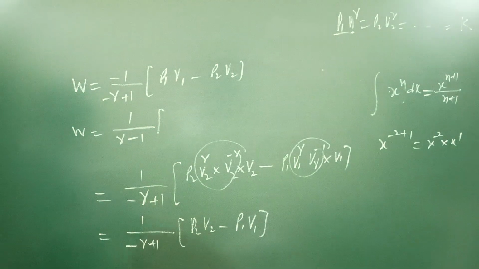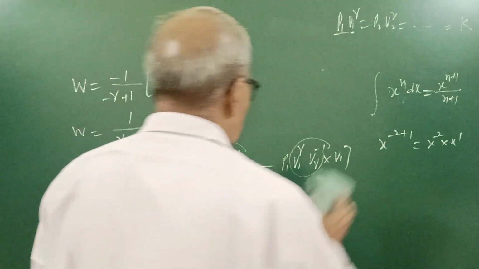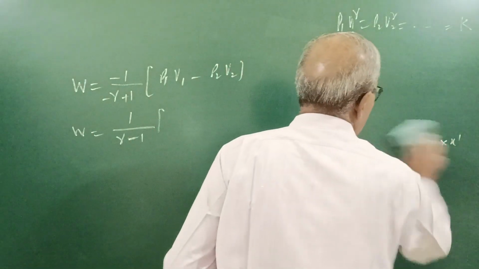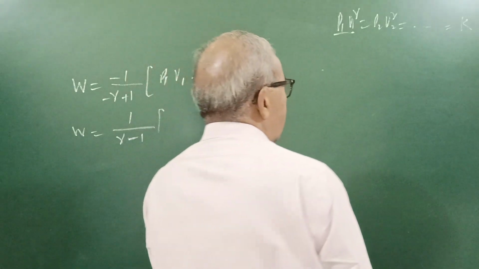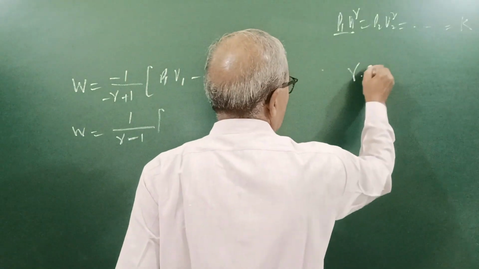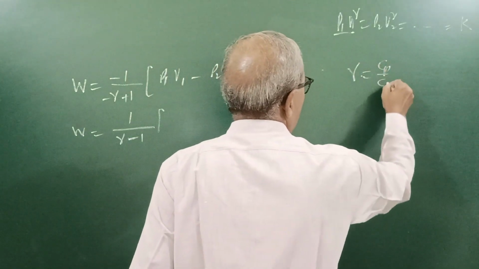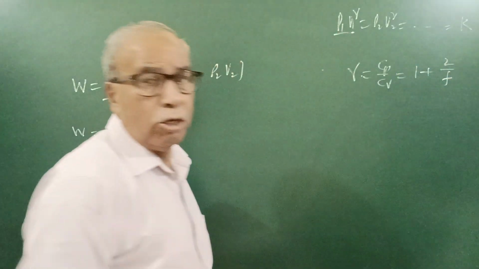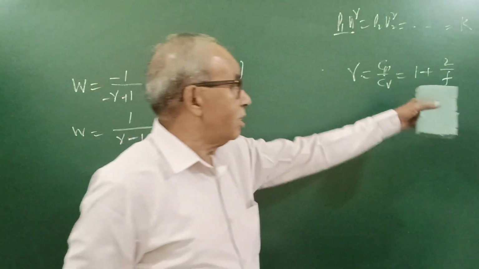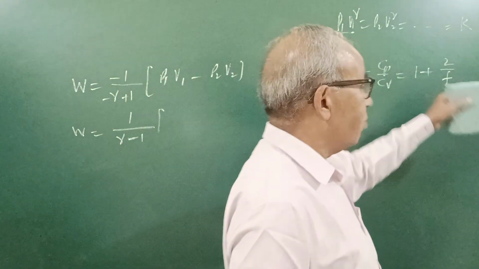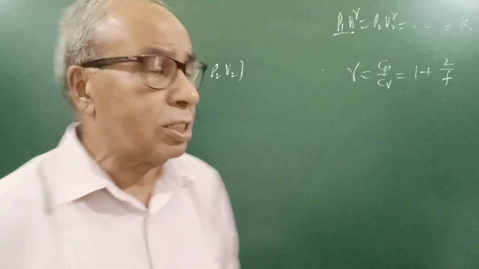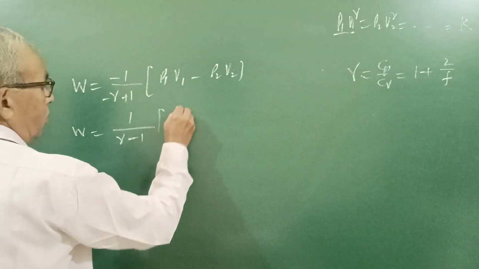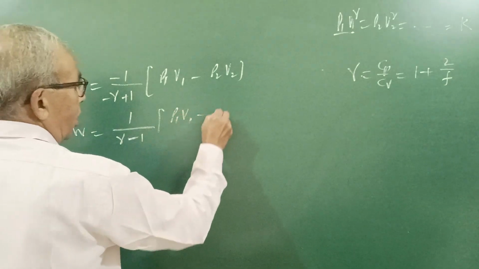For every gas gamma is more than 1. I have told you gamma is Cp upon Cv. Please remember it. It is also equal to 1 plus 2 upon F, F the degree of freedom. You know, for monatomic gas degree of freedom is 3, for diatomic 5, then for polyatomic 6 or 7. So it is this one, and P1 V1 minus P2 V2.